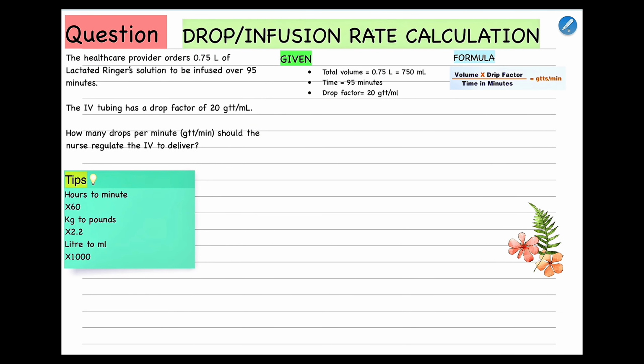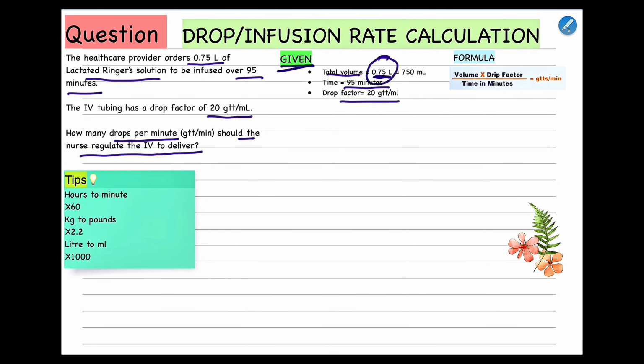Let's do the final question. The question says the healthcare provider orders 0.75 liter of Ringer lactate solution to be infused over 95 minutes. The drop factor is 20 gutte per ml. How many drops per minute should the nurse regulate the IV to deliver? So let's see what is given here. The total volume is 0.75 liter, the time is 95 minutes and the drop factor is 20 gutte per ml.